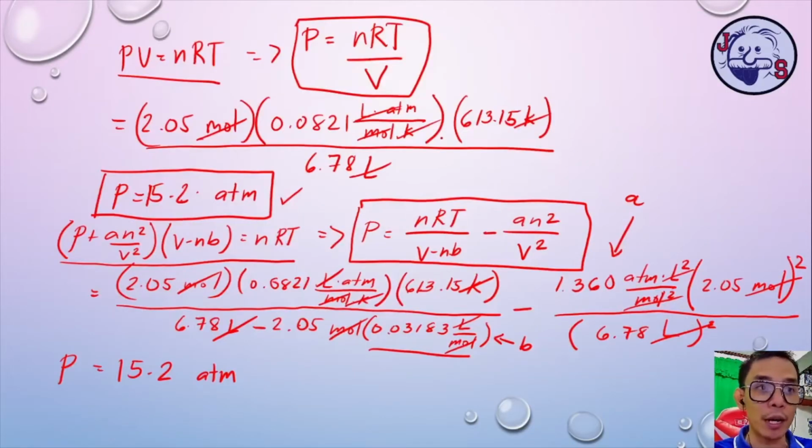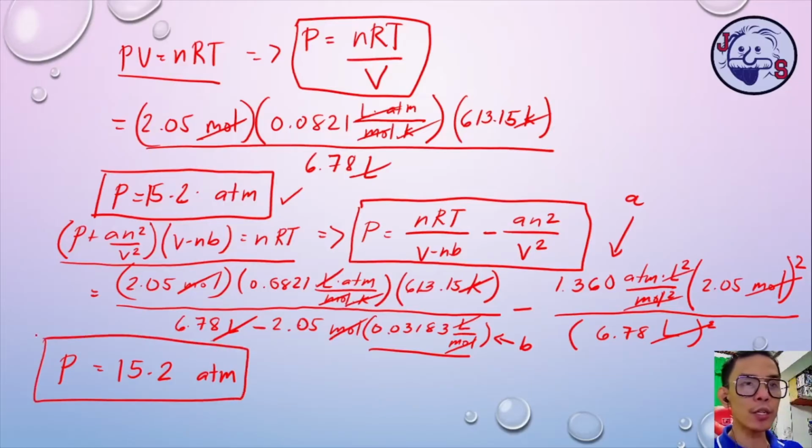Now, applying all the necessary cancellations, we cancel the liters, we cancel the moles, we also cancel the Kelvin. On the other side, we cancel everything except for the atmosphere, because that is the unit that we wanted. Upon doing the correct mathematical operation, we got 15.2 atmosphere.